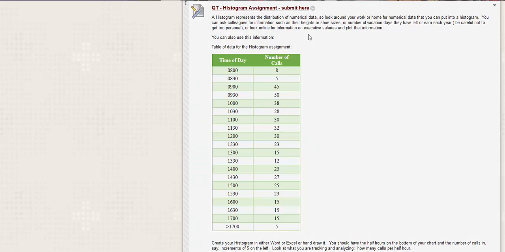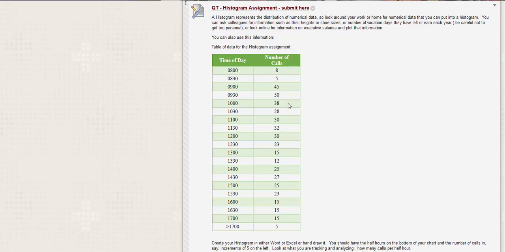Do not get personal. You can look at some of your utility bills and plot the usage of your gas, electricity, or water, just one. But on this one, I've given you this information that may help you.